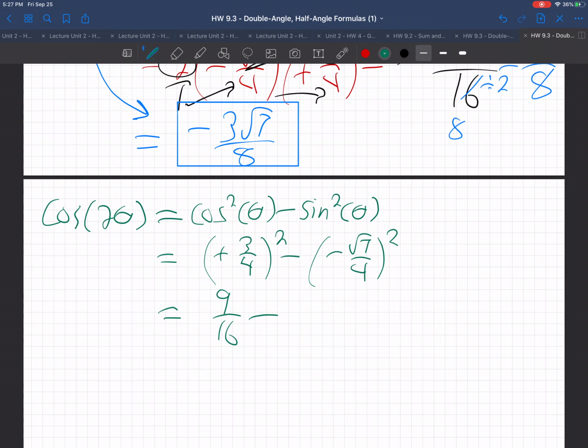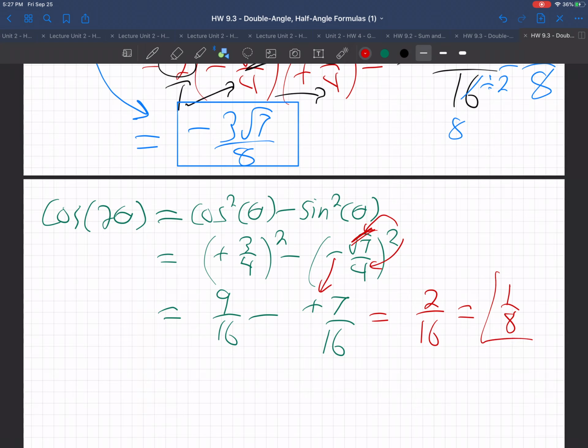Okay, so that's 9/16 minus. This is going to become positive 7 over 16. You okay with that? I squared that root and that canceled it, and I squared the 4 to make 16. So the 7 stayed 7 on the top because the root right here blocked the squaring. And so then 9 minus 7 is 2, and this negative became positive when you squared it. 2/16, that's just 1/8, isn't it? So that cosine 2 theta reduced like that.